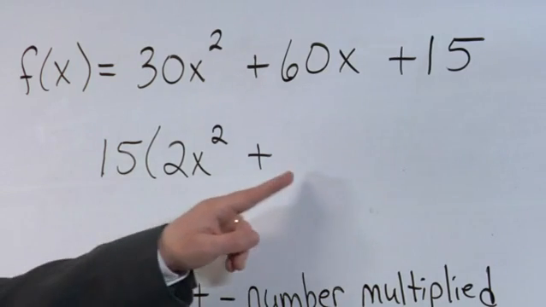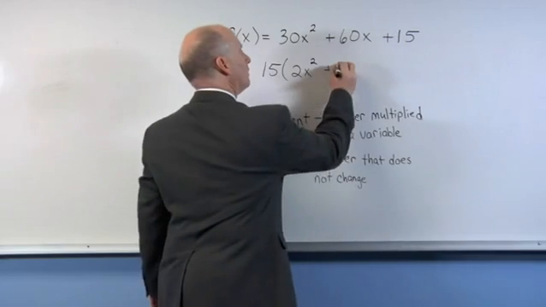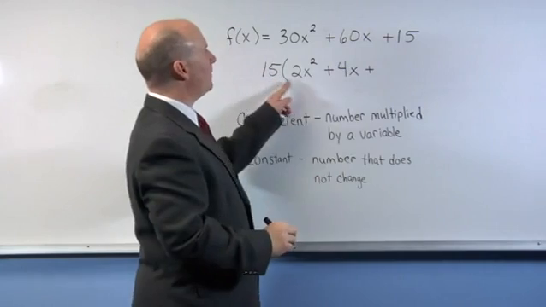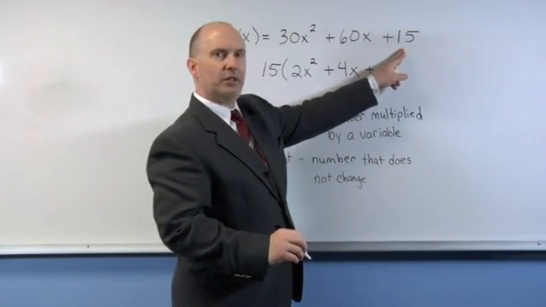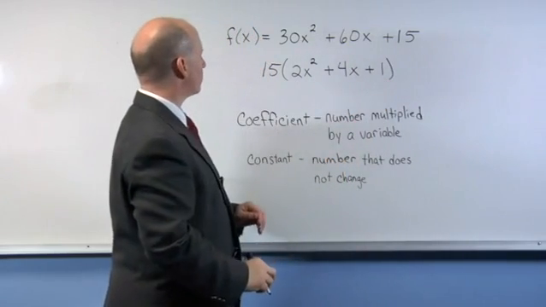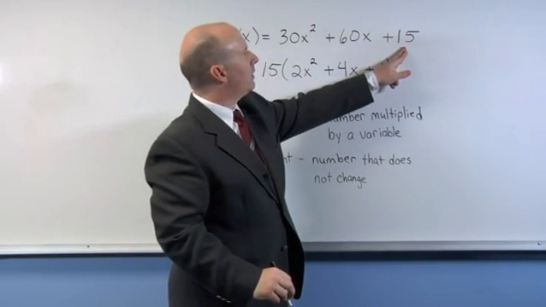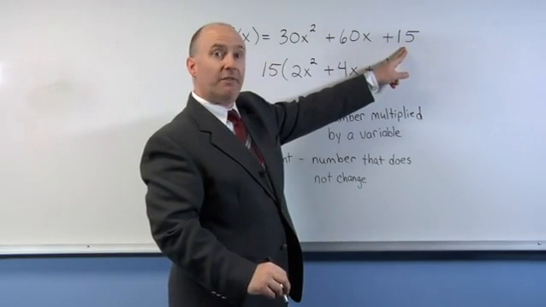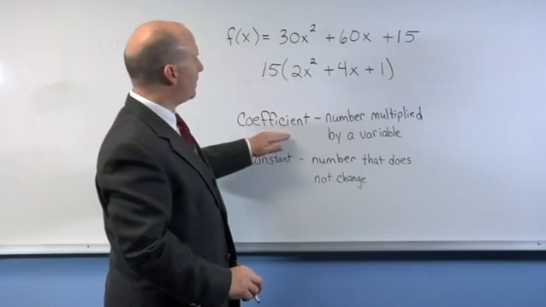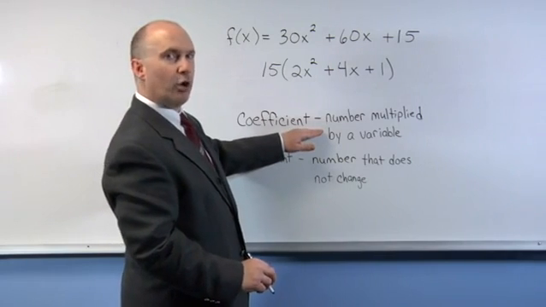Next, 15 times what equals 60? Well, 15 times 4 is 60. And then finally, 15 times what equals 15? Well, that would be 1. So therefore, 15, a constant, can be a factor. However, it cannot be a coefficient because it does not satisfy the definition of a coefficient.